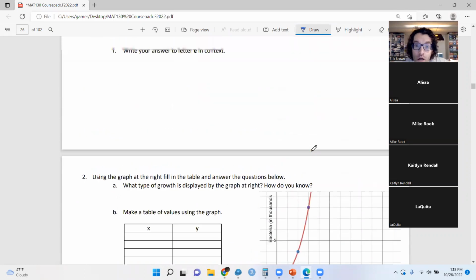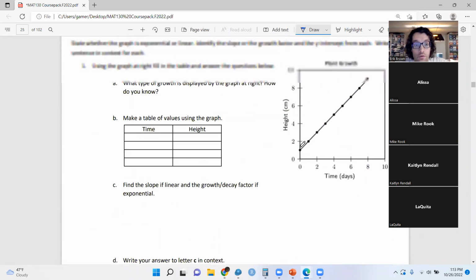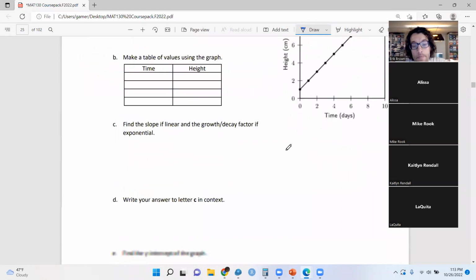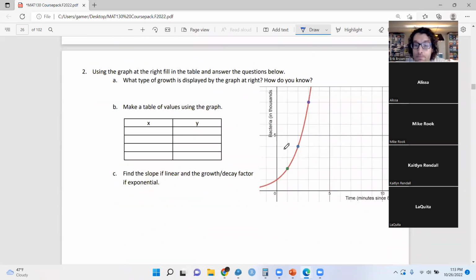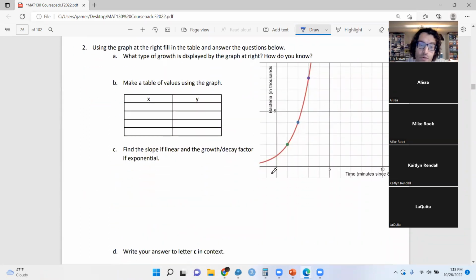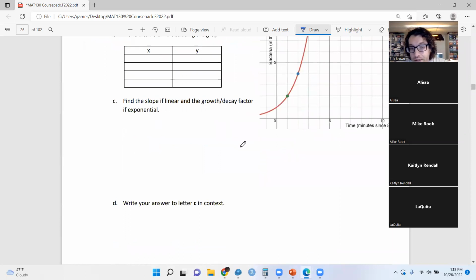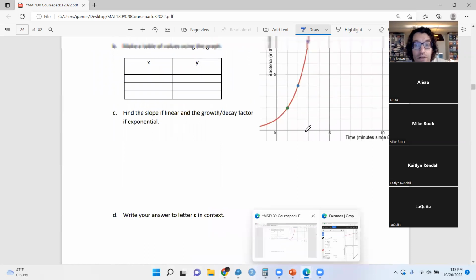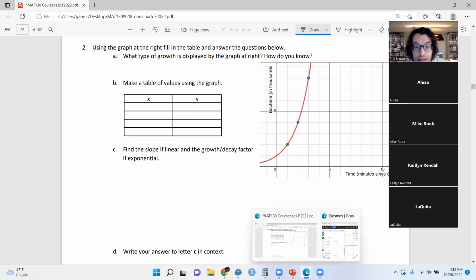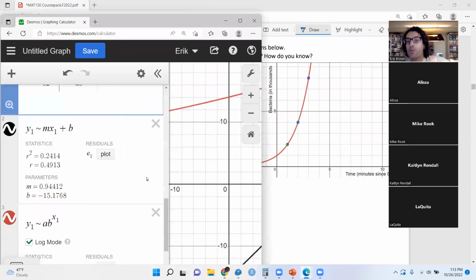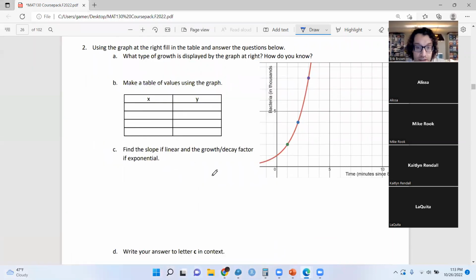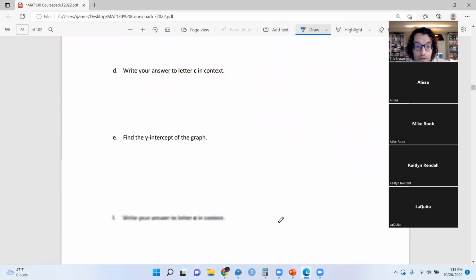So for this one, yes, you can do that. But for numbers 1 and 2, you don't need to write an equation. You're just figuring out the slope and the y-intercept and the growth/decay factor. But you make a good point. Once you put these data values into Desmos and run this regression, it will tell it to you. So you can use the calculator to find these things if you want.